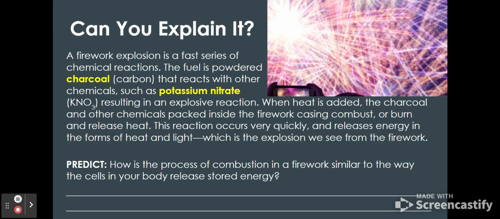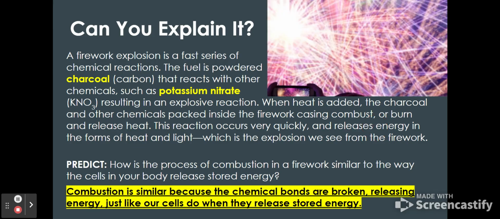So how is the process of combustion in a firework similar to the way our cells release stored energy? Well, combustion is similar because the chemical bonds are broken, releasing energy just like our cells do when they release stored energy.